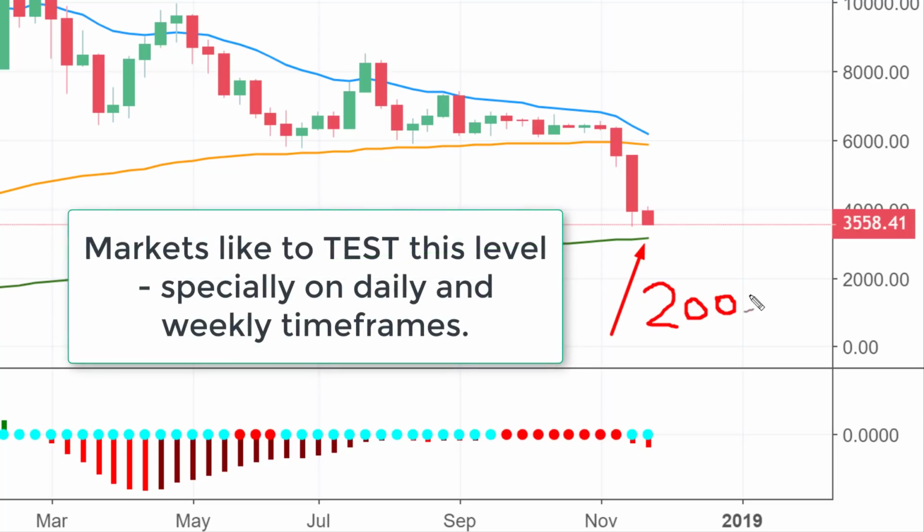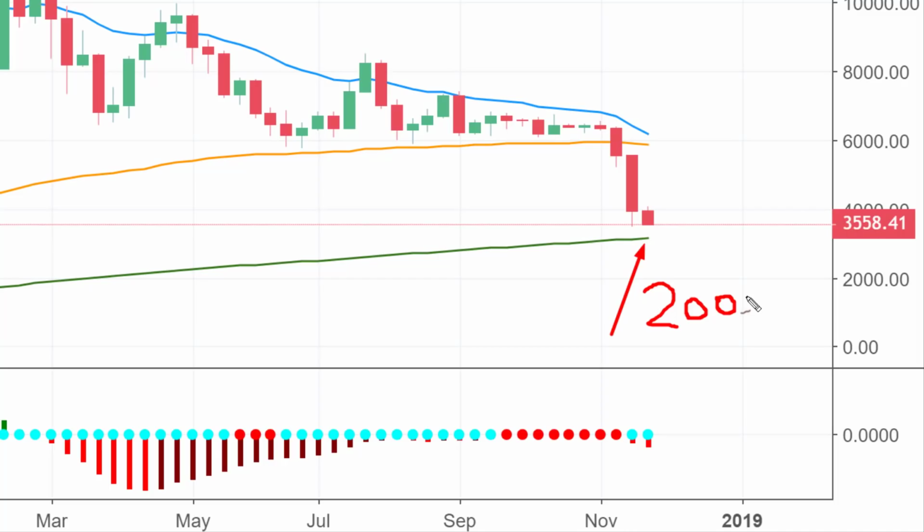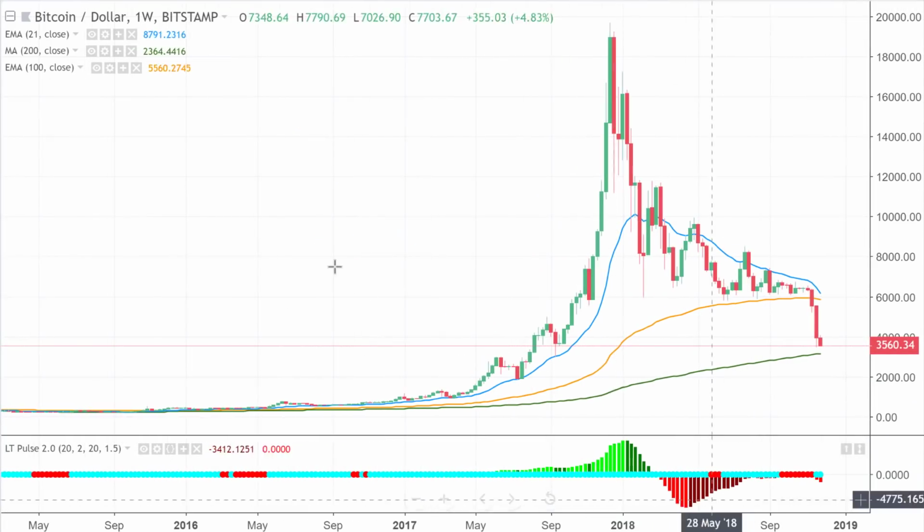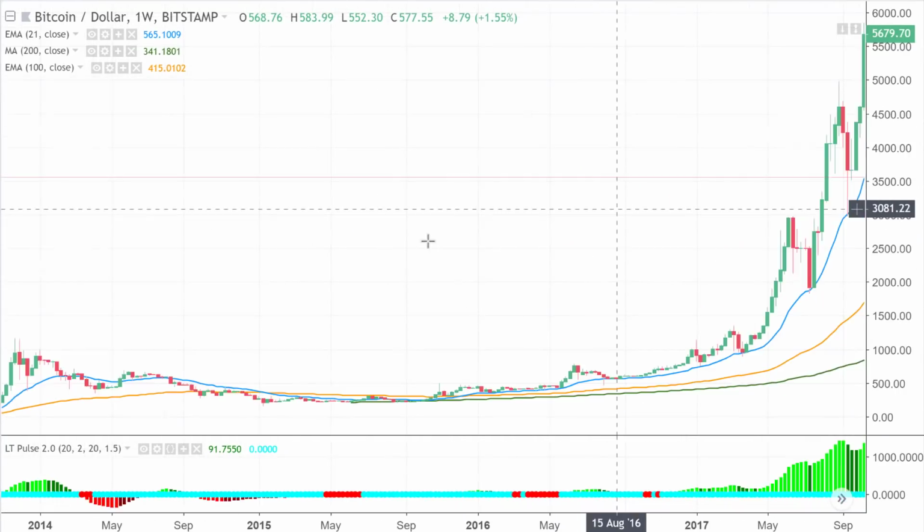Why? Because the markets come and test that level over and over again, and I believe that that is Bitcoin's next downside target. Guys, watch that level. That's going to be at 3,144. Okay, 3,150 or 3,144 is that likely next target. Let me just give you a couple of examples. If I just draw this chart back, this is a weekly chart of Bitcoin.